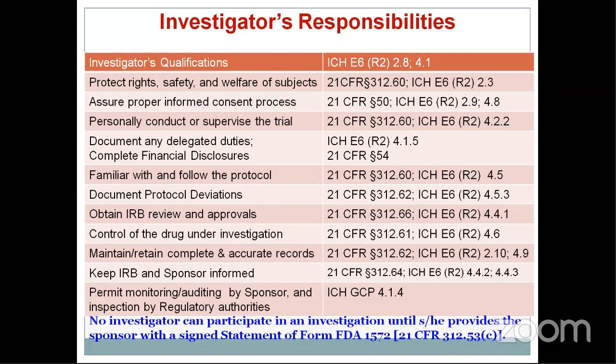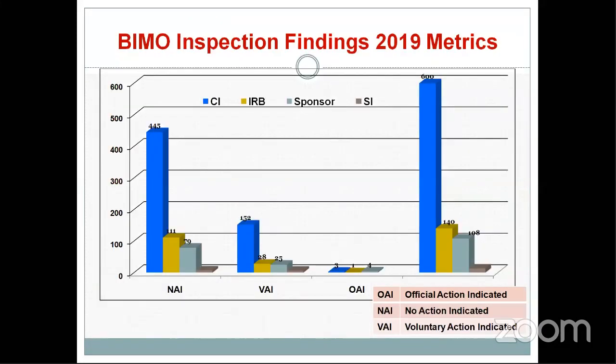This is just to say that no investigator can participate in any investigation until they provide the signed statement, which is a Form 1572 in the US. This slide talks about the inspection findings from the 2019 matrix. I didn't put all the other findings.